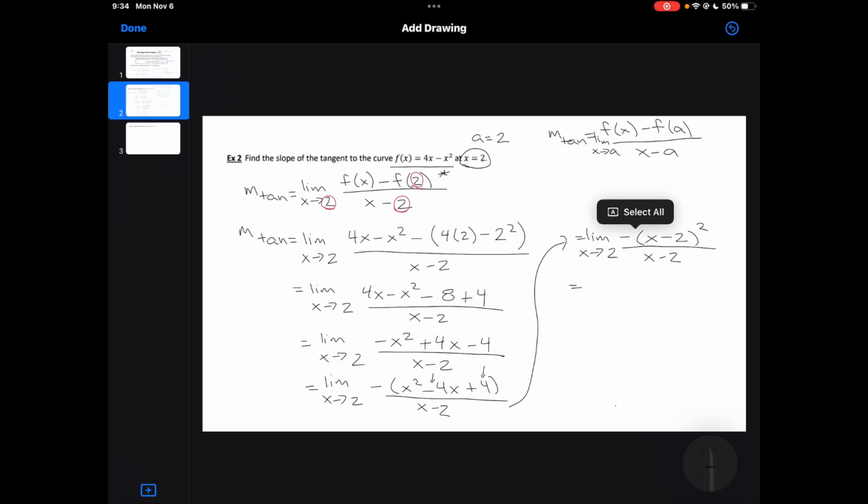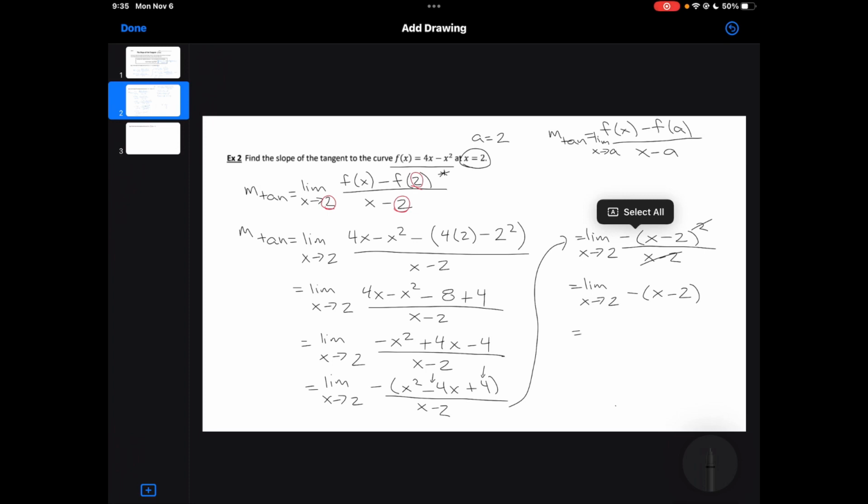So here, I notice that if I substitute in 2, I get 0 on the top and 0 on the bottom. So that's an indeterminate limit. I can't say that my answer is 0, so I have to do a little bit more. I have (x minus 2) squared on the top and (x minus 2) on the bottom, so I can cancel out one of those, and I'm left with minus (x minus 2).